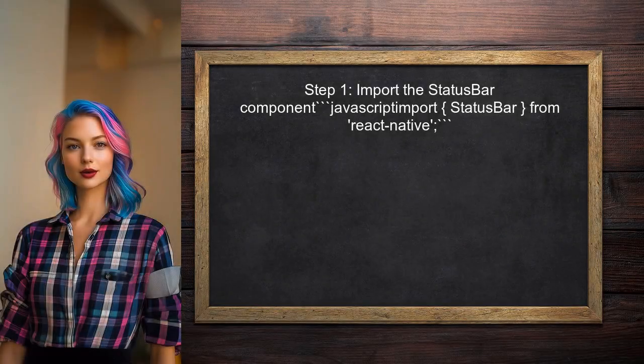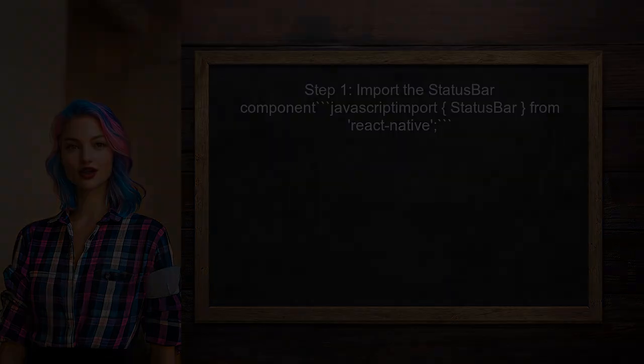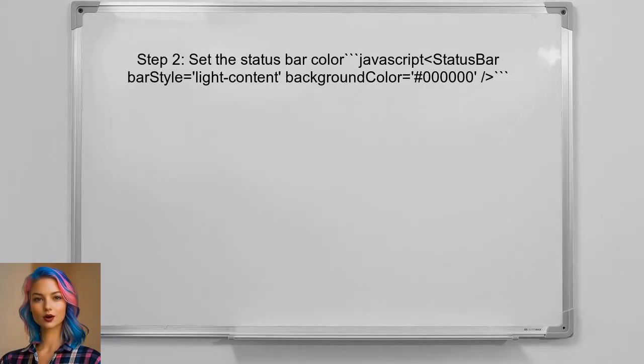To change the status bar color in a React Navigation application, the user should first ensure they have the necessary imports at the top of their file. This includes importing the status bar component from React Native. Next, the user should set the status bar color within their main application component. This can be done by using the status bar component and setting the background color to black.